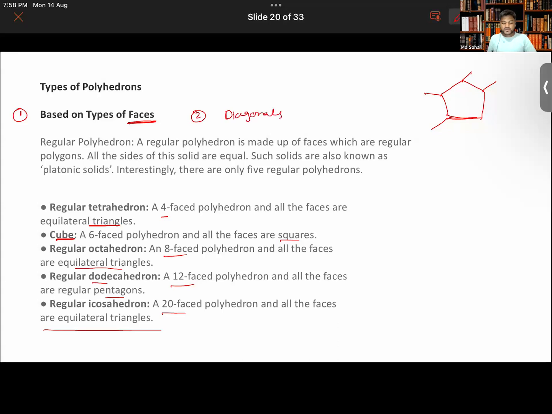So if the diagonals meet inside the figure, then we call them a convex polyhedron. And if the diagonals meet outside the figure, then we call them a concave polyhedron. Getting it, guys?